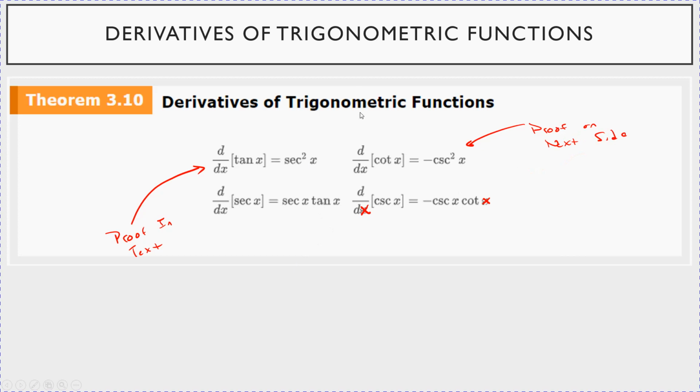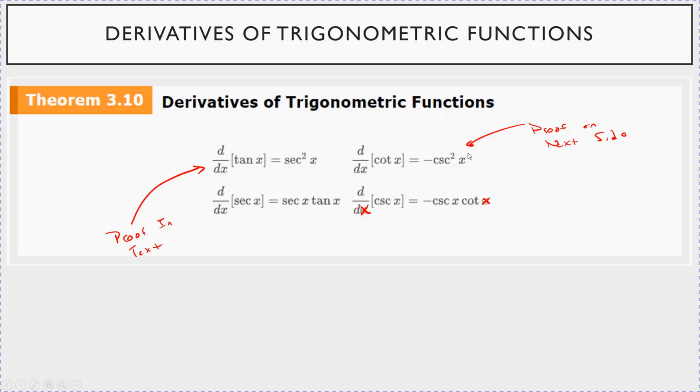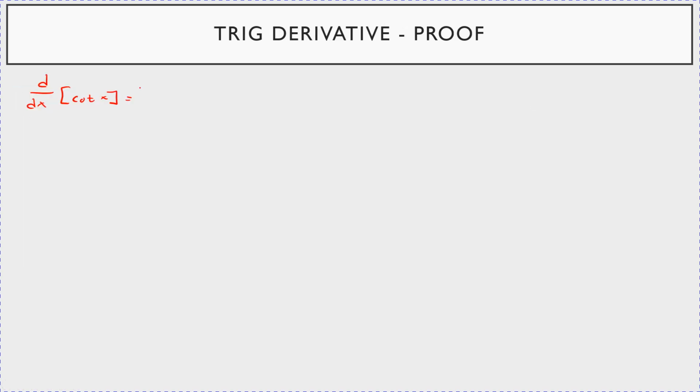All right, so I want to prove to you that the derivative with respect to x of cotangent of x, I want to show you that it ends up being negative cosecant squared of x. Well, to do this, what you're going to do is rewrite cotangent of x. So let's remember our trig identities: cotangent of x is cosine of x over sine of x. And then all you're going to do here is apply the quotient rule.